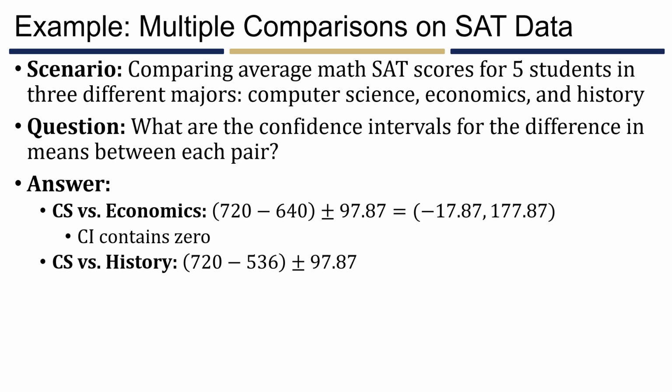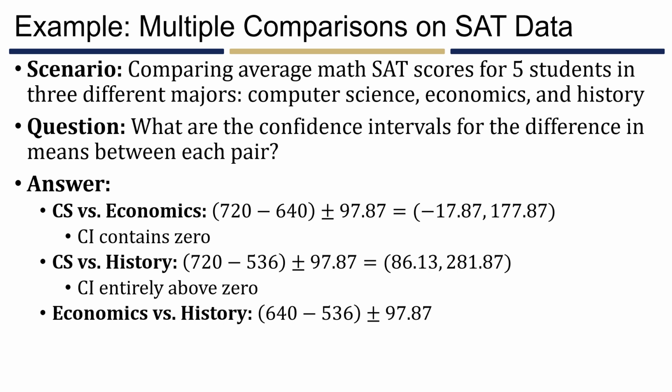Comparing computer science and history, we do the exact same thing. Take the difference between their sample means, 720 minus 536, add and subtract the margin of error of 97.87. That's going to give us a lower bound of 86.13 and an upper bound of 281.87. Notice that this confidence interval is entirely above 0. So in the worst case scenario, the computer science majors averaged about 86 points better than the history majors. In the best case scenario, the true difference between their means is as high as 282 points.